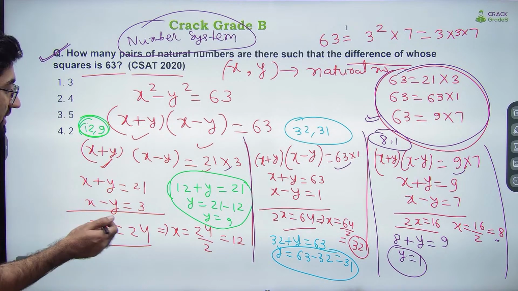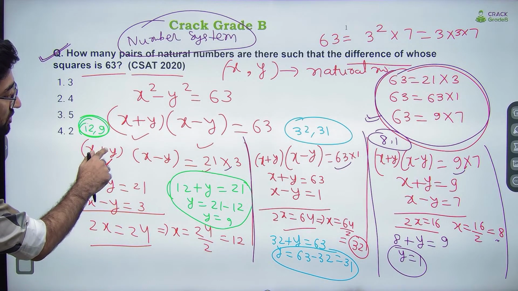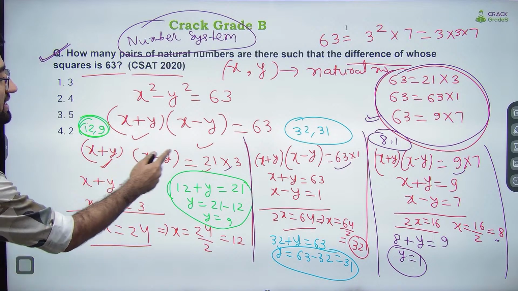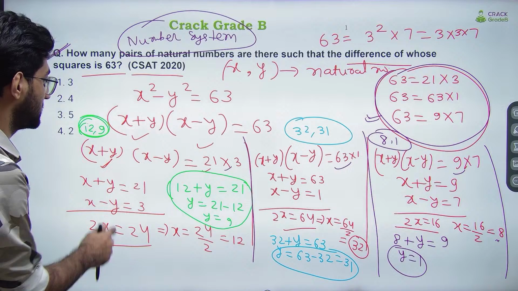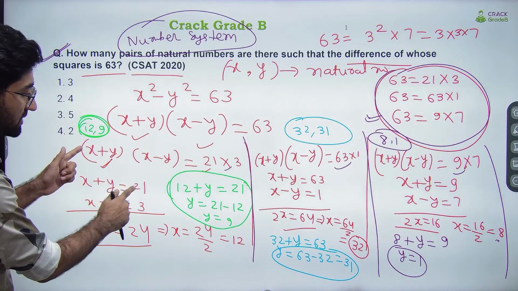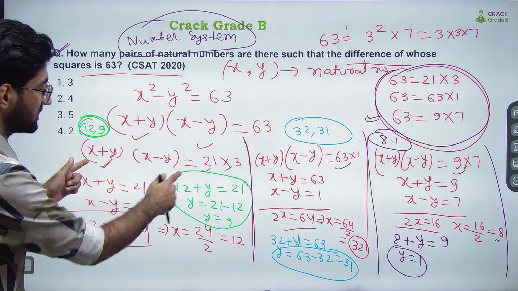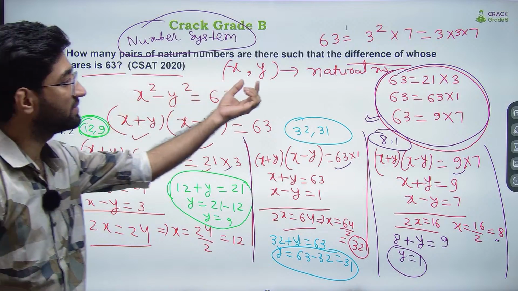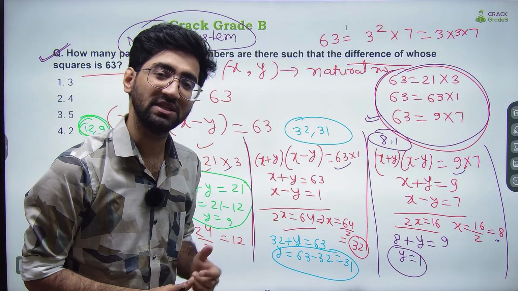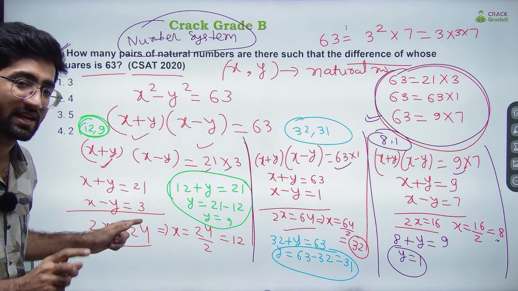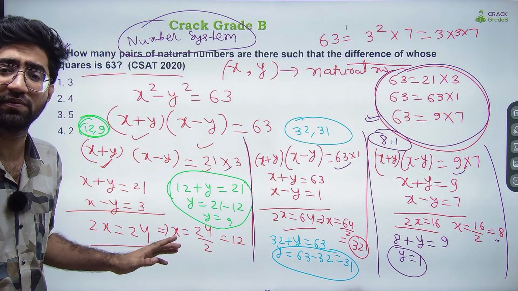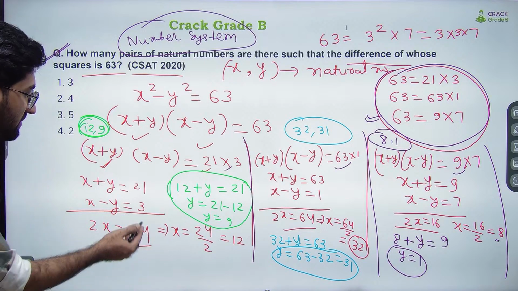If you are thinking, why can't we assume x plus y equal to 3 and x minus y equal to 21? See, it is not possible. Why? The reason is simple. Suppose you say that x plus y equal to 3 and x minus y equal to 21, you are dealing with two natural numbers. So is it really feasible that the sum will be less and the subtraction will be higher? No, it is not feasible, right? And you can even cross verify.